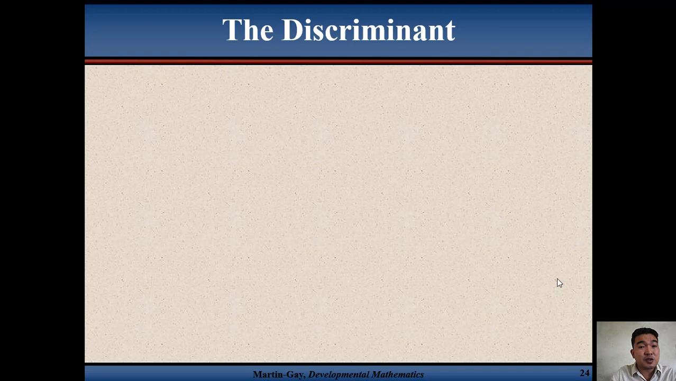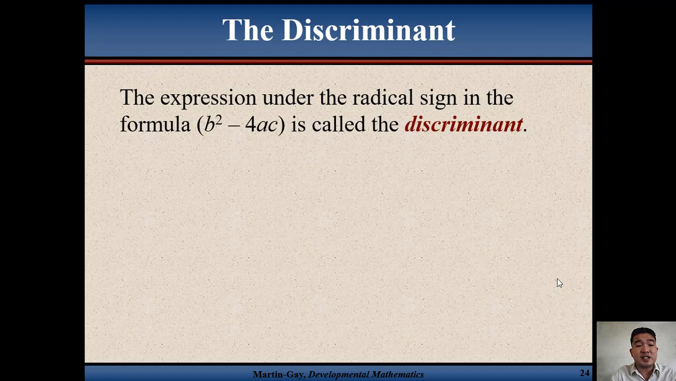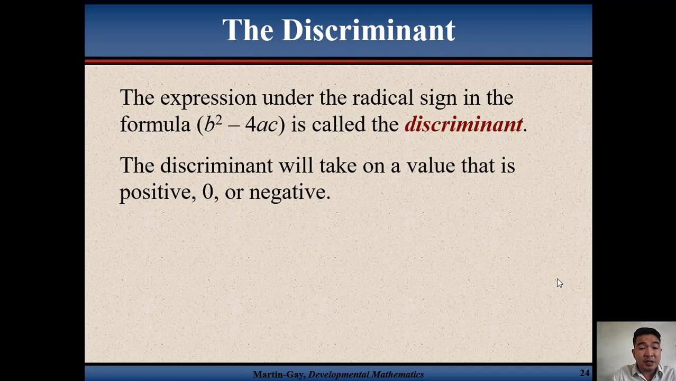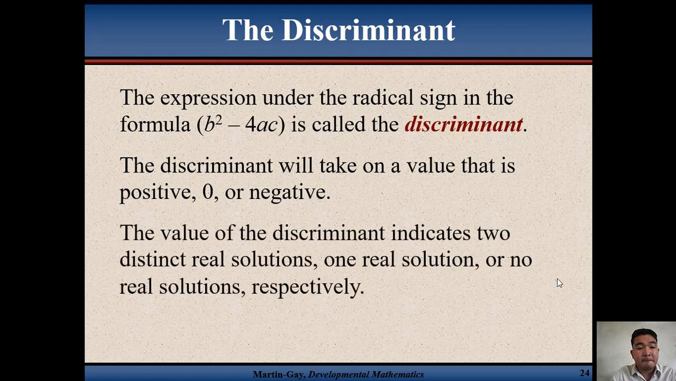This time, let's talk about the discriminant of the quadratic equation. The expression under the radical sign in the formula, b squared minus 4ac, is called the discriminant. The discriminant will take on a value that is positive, 0, or negative, and the value of the discriminant indicates two distinct real solutions, one real solution, or no real solution, respectively. Upon solving the discriminant of the quadratic equation, we can identify how many distinct or real solutions the quadratic equation has.